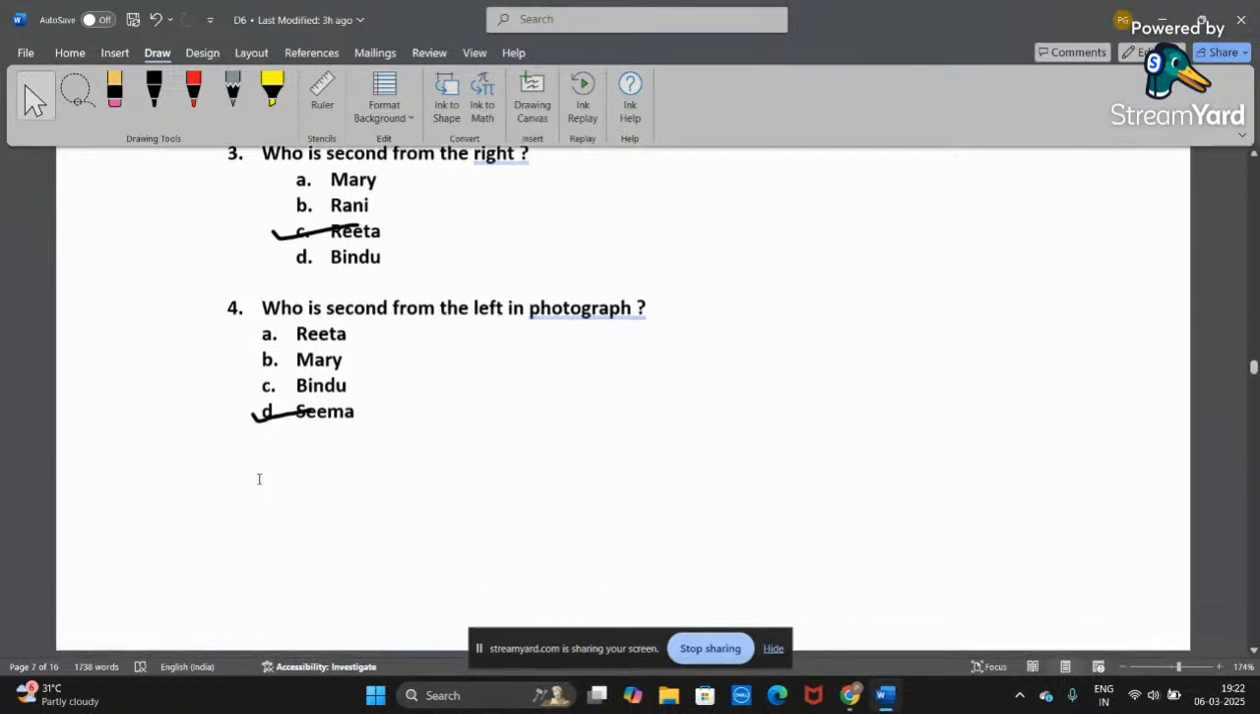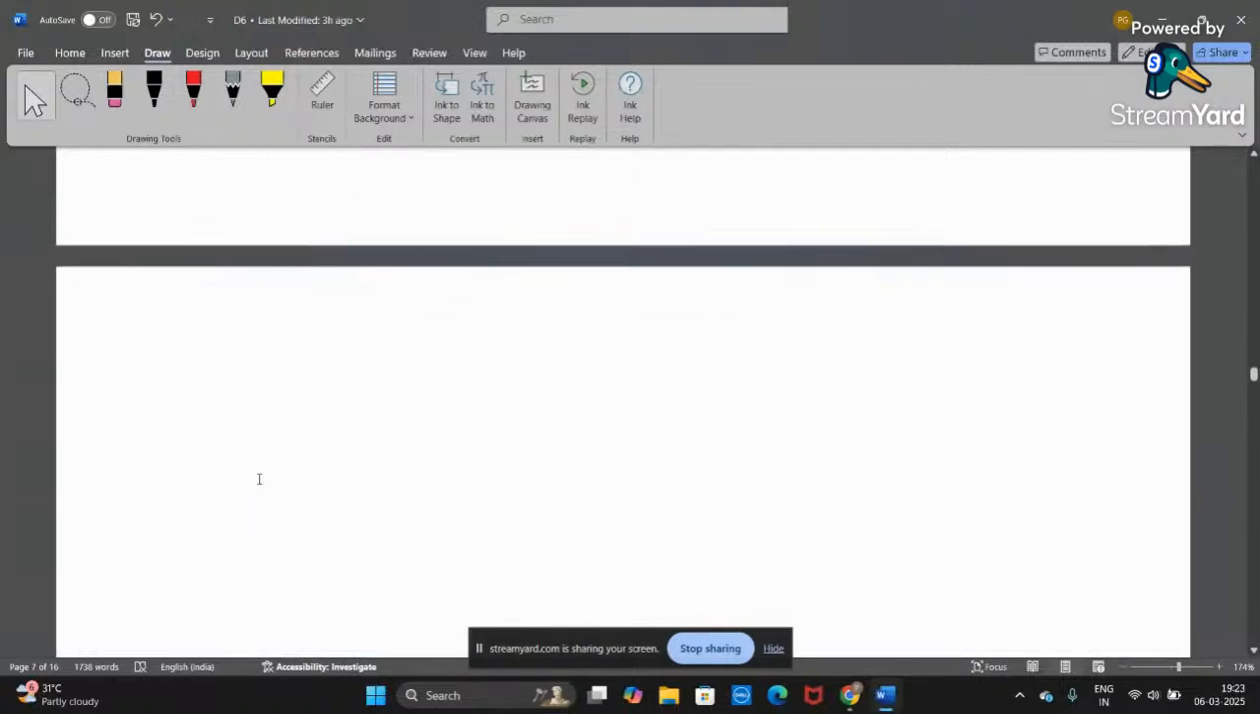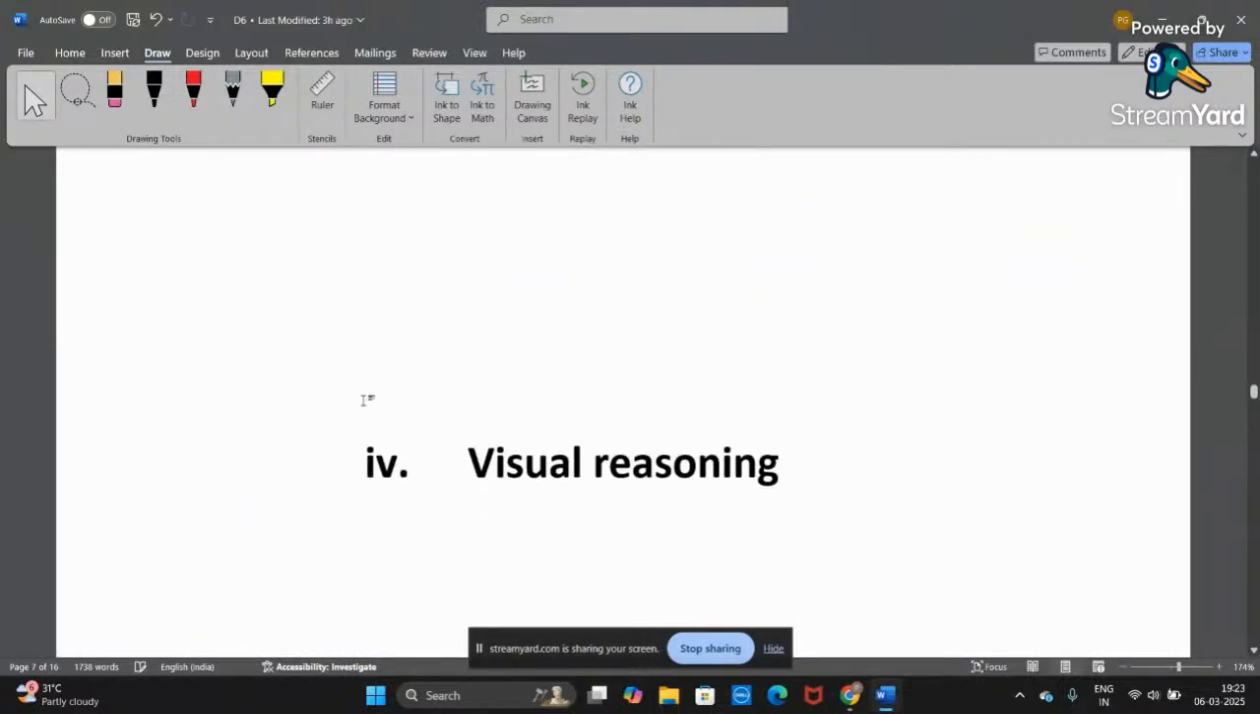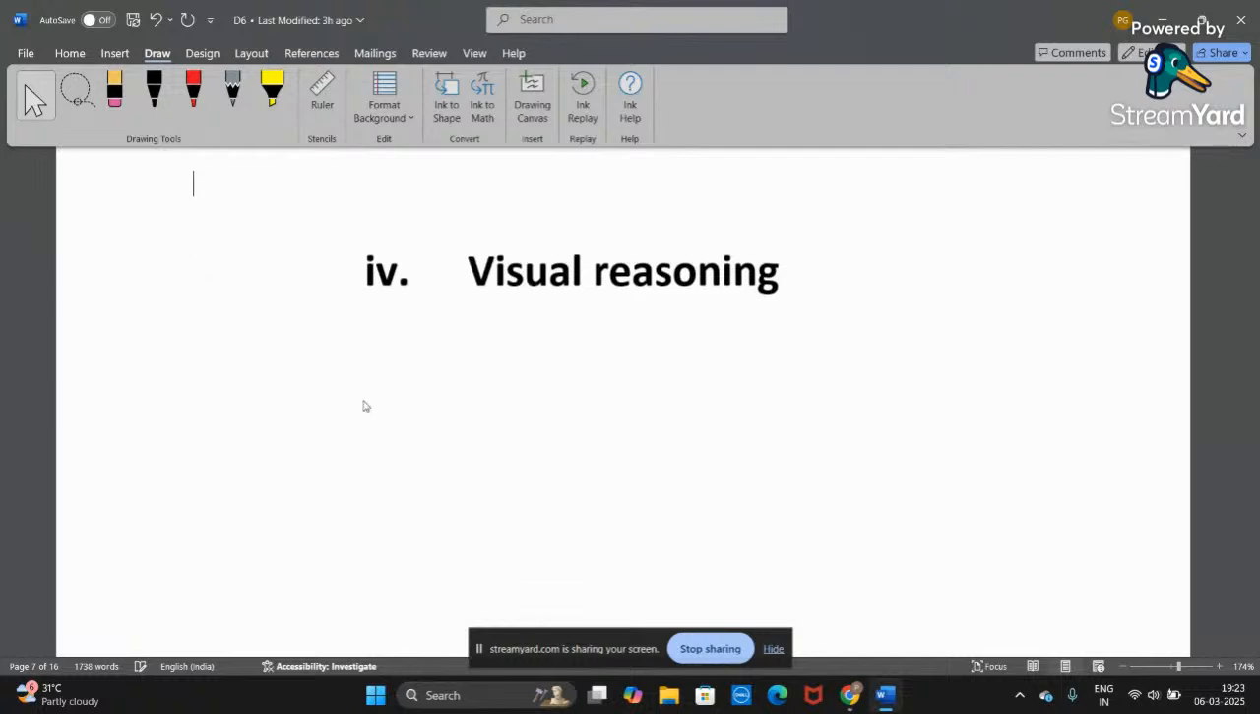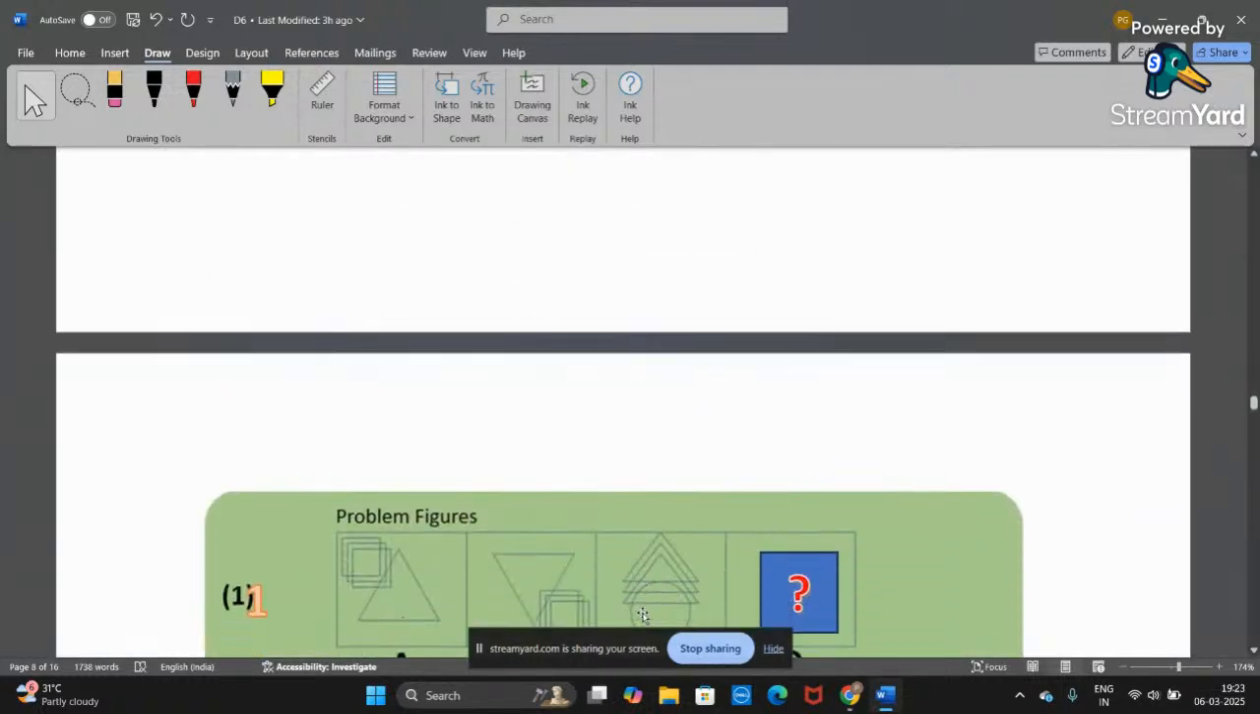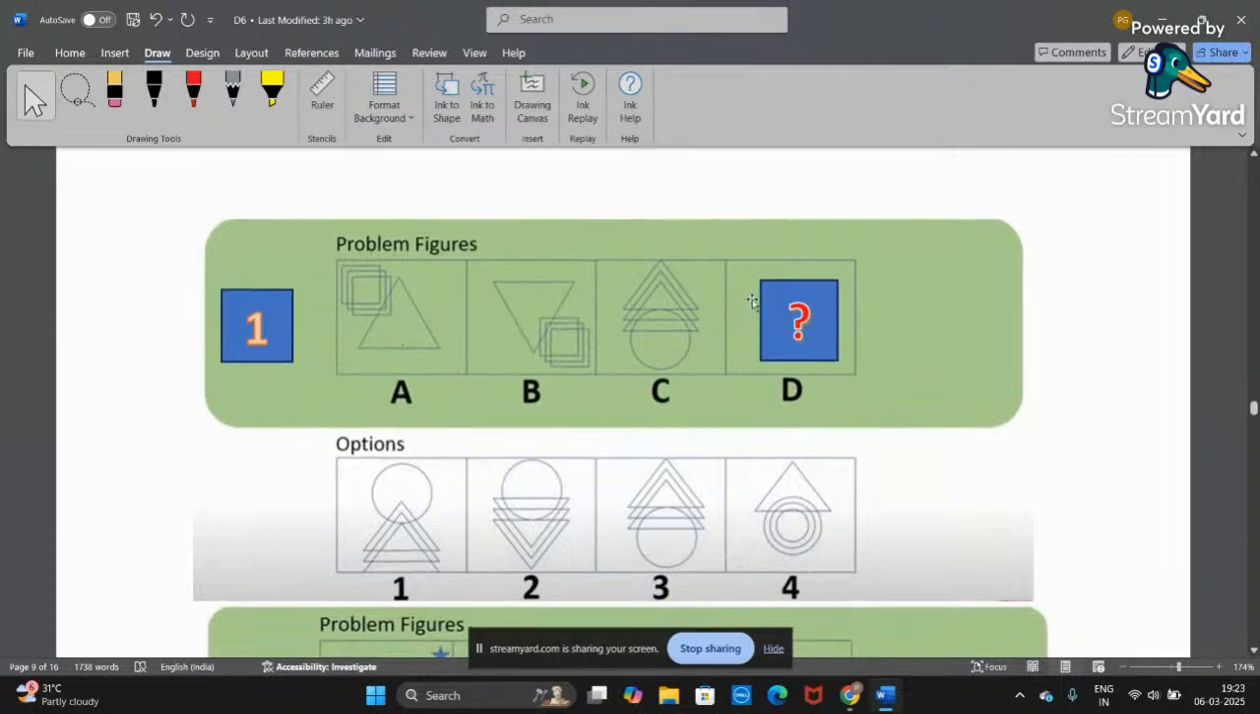Okay, now let's move on to visual reasoning. In this, they are going to give figures. In that, we need to analyze, then we need to find the next figure. Okay, so let's analyze looking into the first one. See, they have given a triangle and three square boxes. So in the next diagram, the same diagram is turned 180 degrees.